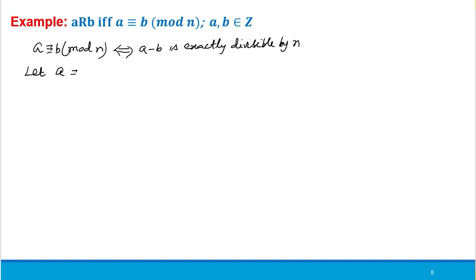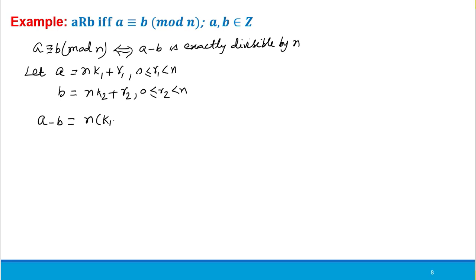Now let A be equal to nk1 plus r1, by the division algorithm, where 0 is less than or equal to r1 less than n. B is nk2 plus r2, where 0 is less than or equal to r2 less than n. Then A minus B is n(k1 minus k2) plus r1 minus r2.